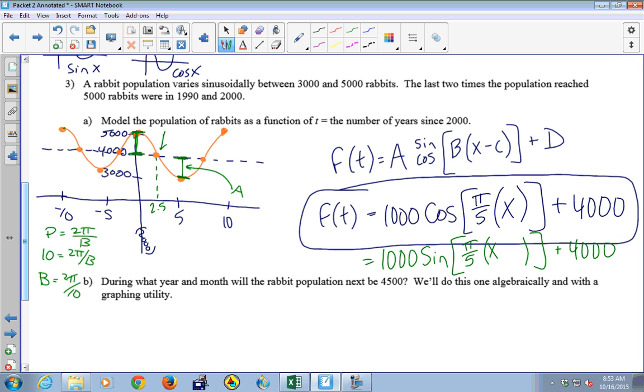So I just have to figure out what my shift was. So standard cosine would be on the y-axis. The midline would start on the y-axis, right here. But instead, it is shifted to the right by 2.5. So remember, with transformations, how do you shift to the right? Subtract, yeah. So I'm going to do minus 2.5. So I could use sine or cosine. I just have to put a shift in with the sine.